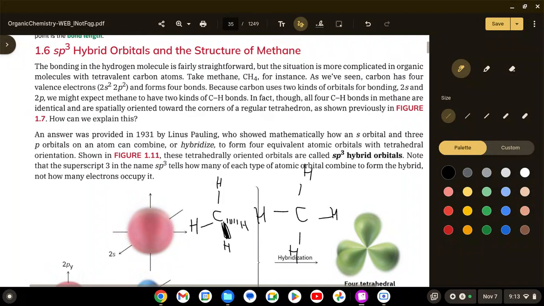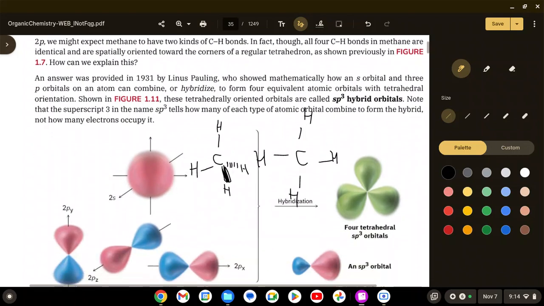All right. The bonding in the hydrogen molecule is fairly straightforward, but the situation is more complicated in organic molecules with tetravalent carbon atoms. Take methane, CH4 for instance. As we've seen, carbon has 4 valence electrons, 2s2, 2p2, and forms 4 bonds. Because carbon uses 2 kinds of orbitals for bonding, 2s and 2p, we might expect methane to have 2 kinds of CH bonds. In fact, though, all 4 CH bonds in methane are identical and are spatially oriented toward the corners of a regular tetrahedron, as shown previously in Figure 1.7. How can we explain this?